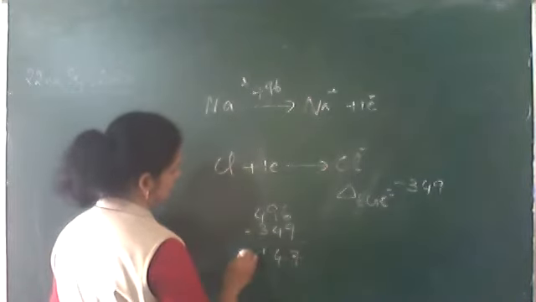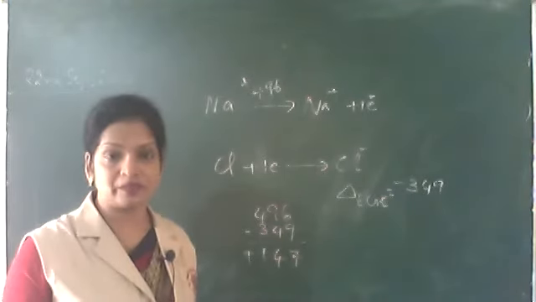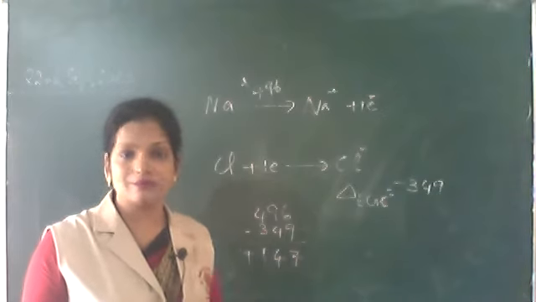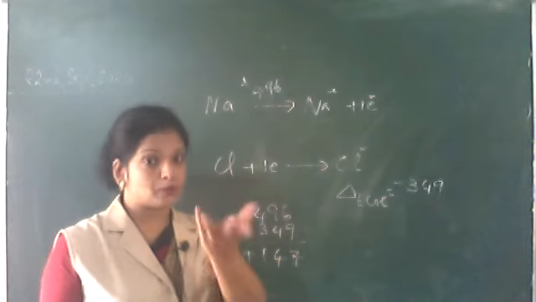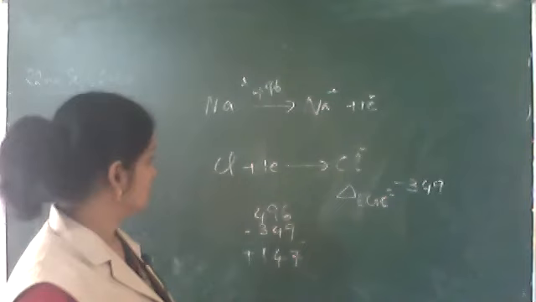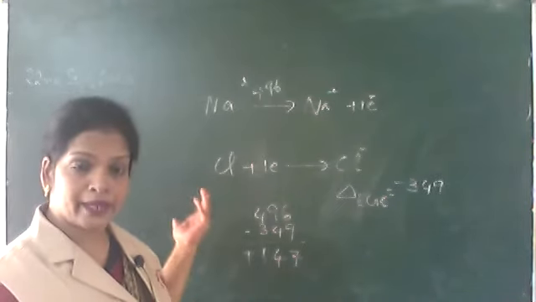That is plus 147. Plus 147 means this much amount of energy is required. Energy required, the process will not be spontaneous. Energy released, process is spontaneous. So this reaction, NaCl cannot be formed from Na and Cl.